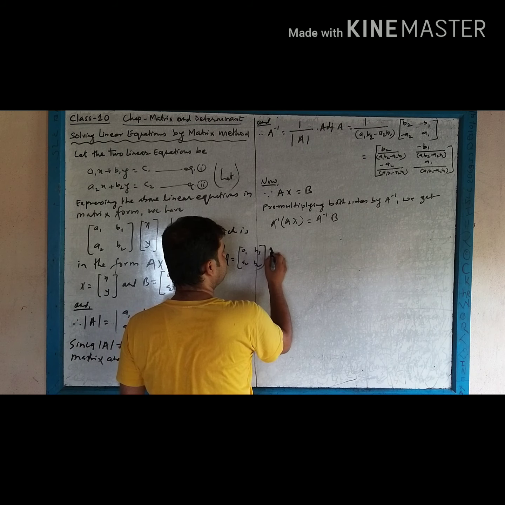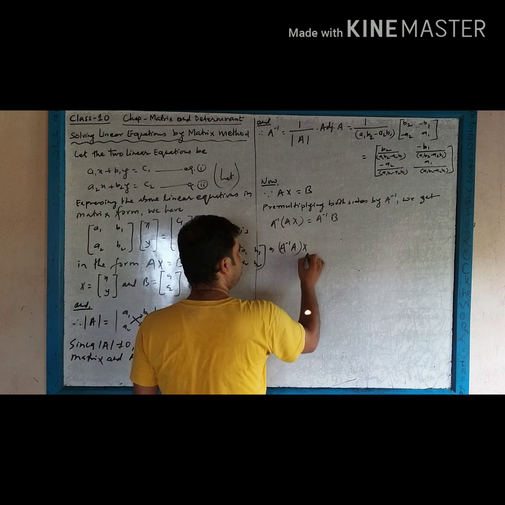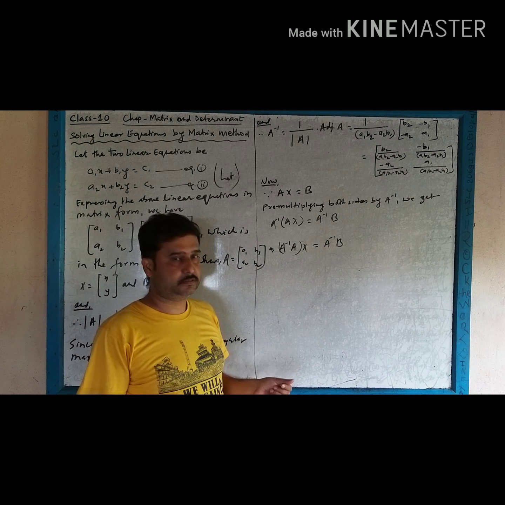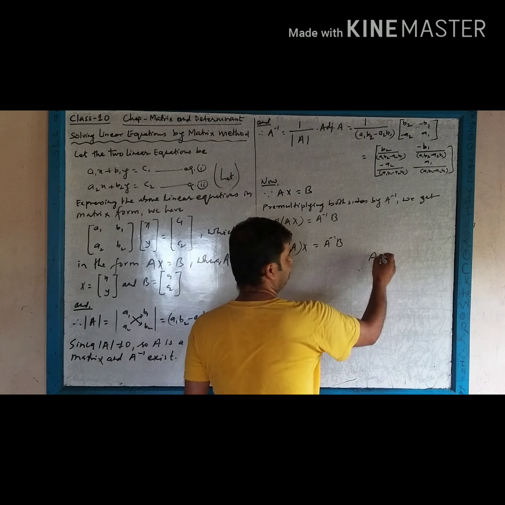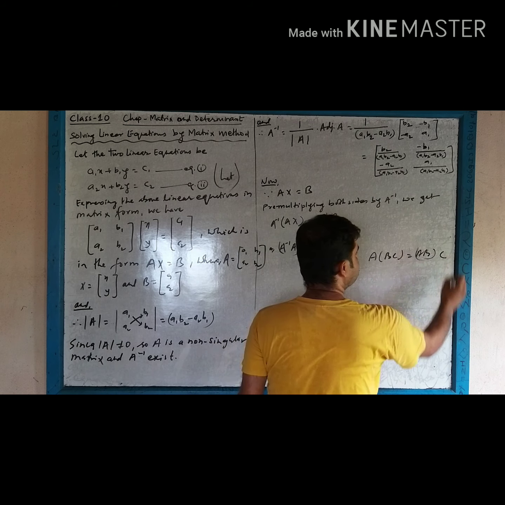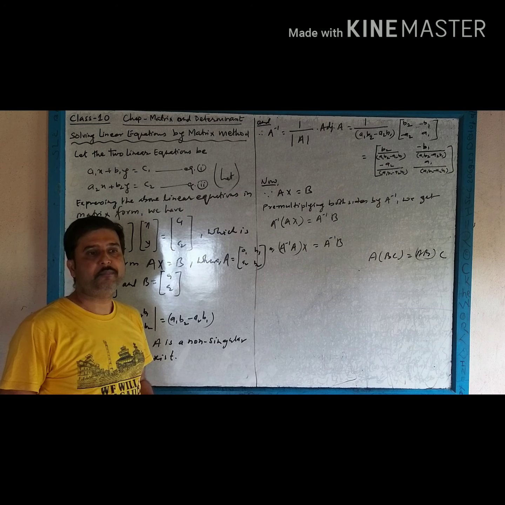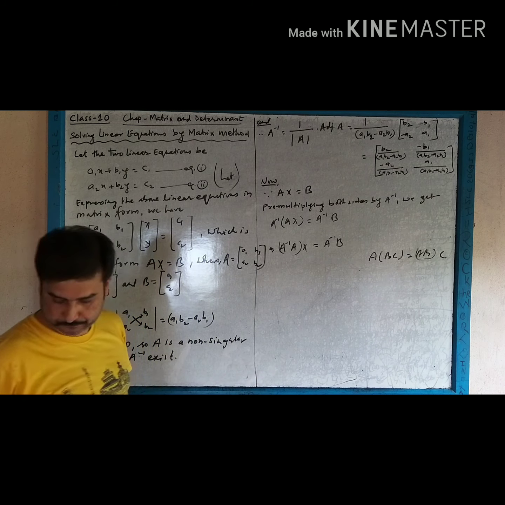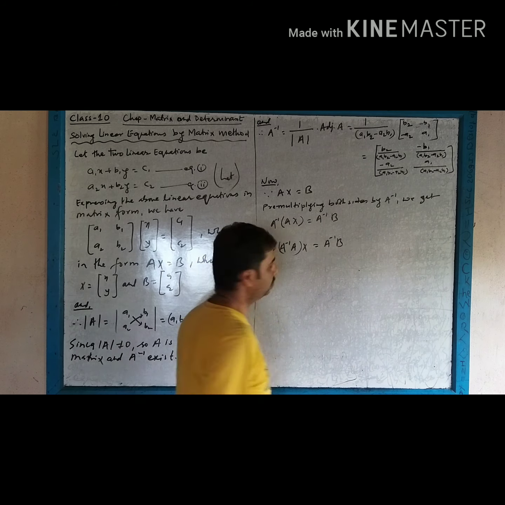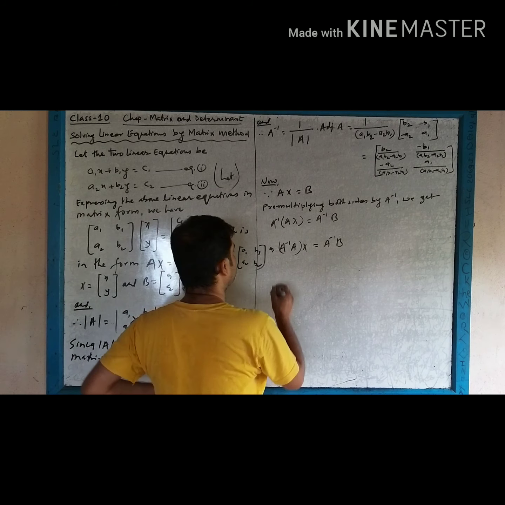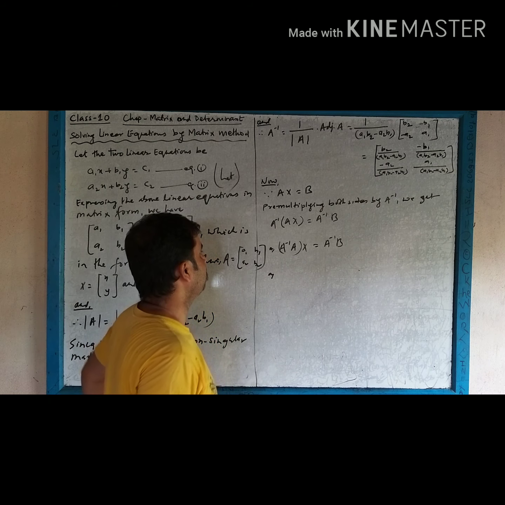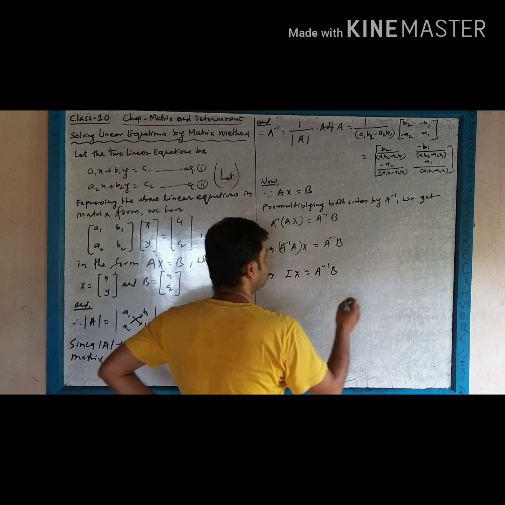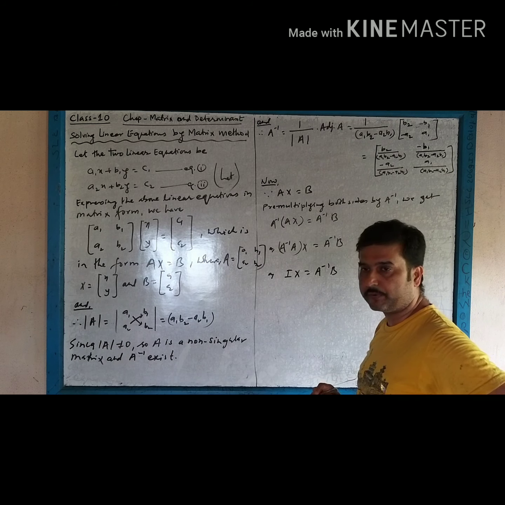Now this can be written as A inverse A times X is equal to A inverse B. This is the associative property of matrix multiplication, that is, A times BC will be equal to AB times C. So you can write it this way, and this will result in the identity matrix: I X is equal to A inverse B.